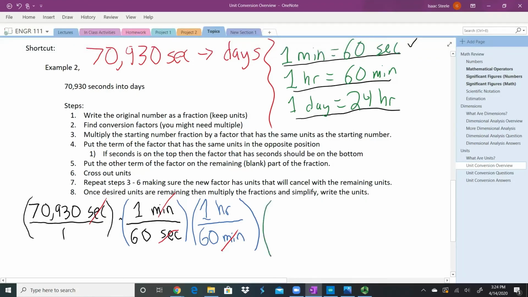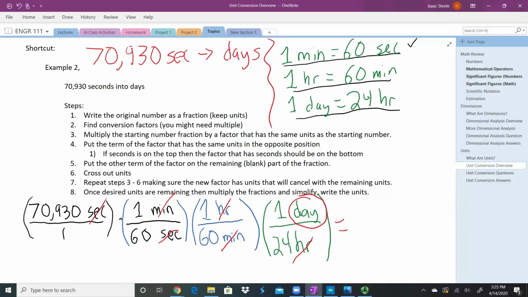I'm going to multiply this by a conversion factor. I want to get rid of hours. Hours is on the top, so I put 24 hours on the bottom. And I put 1 day on the top. And then I cancel out my hours, and I'm left with day. Is day what I want? Yes, it is. So now I'm going to go ahead and multiply this through.